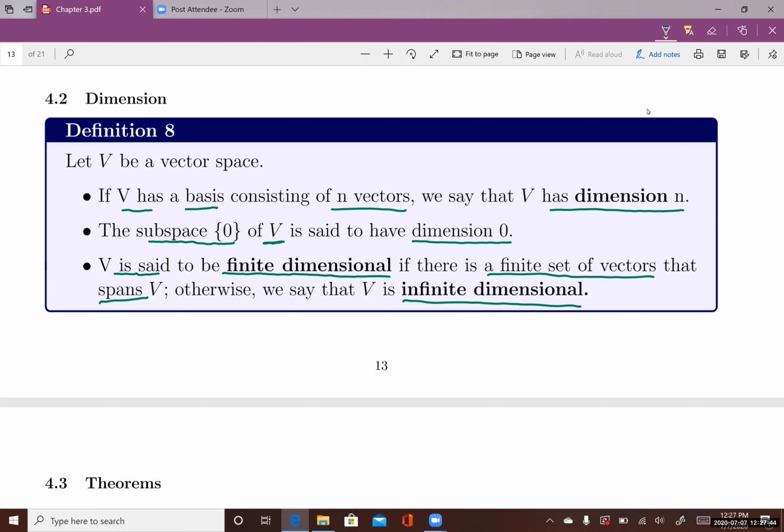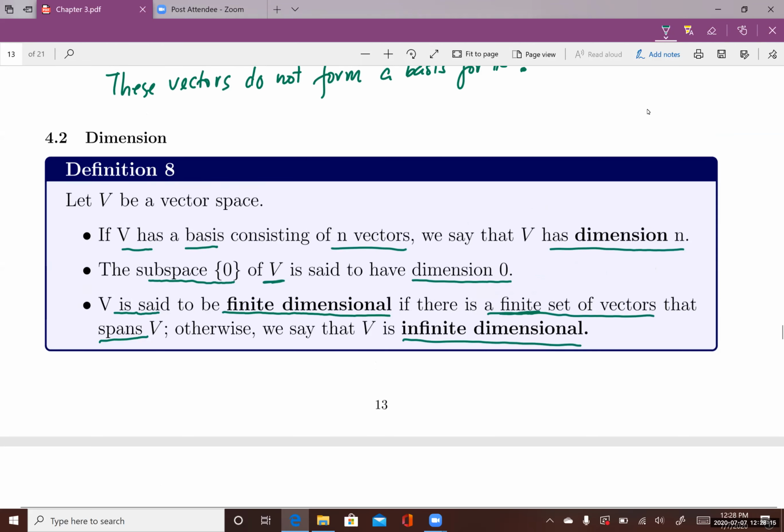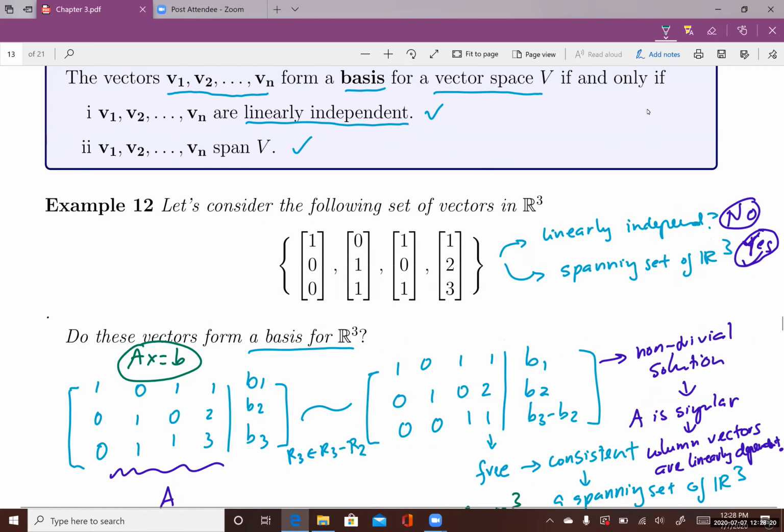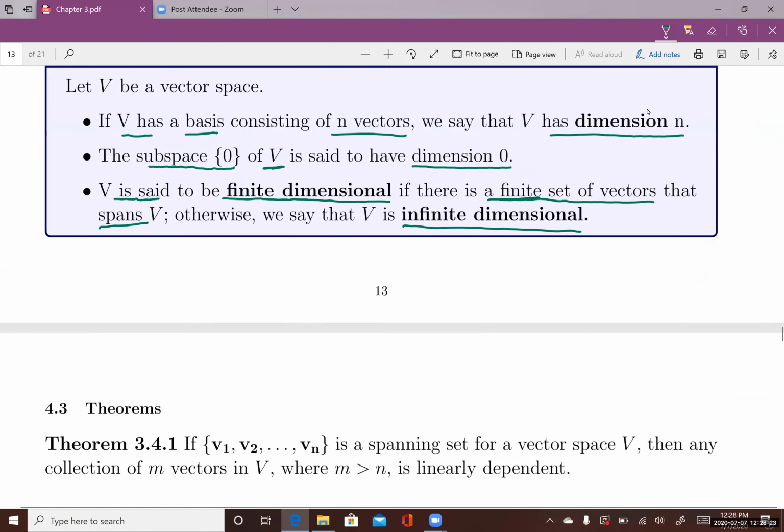A vector space always has 0 as a subspace, and the dimension of the 0 subspace is 0. If the number of vectors in a basis for the vector space is finite, then V is finite dimensional. If you have an infinite number of vectors in a basis for V, then V is infinite dimensional. So these are the definitions of what a basis of a vector space is and how you can determine the dimension of a vector space.